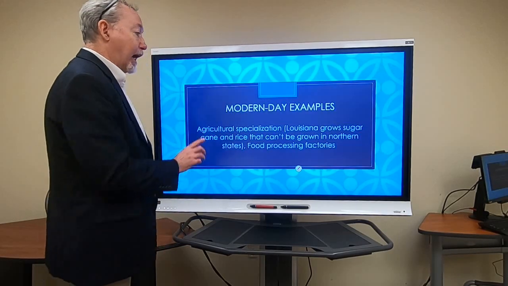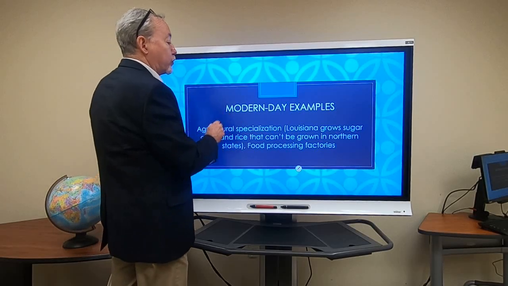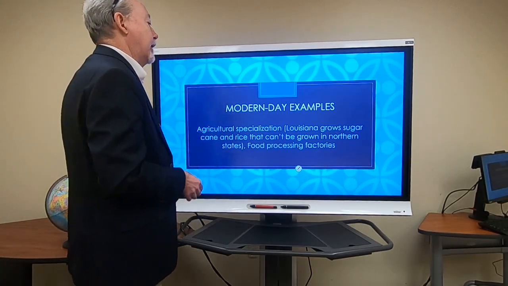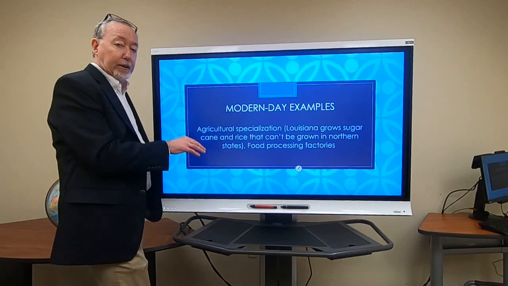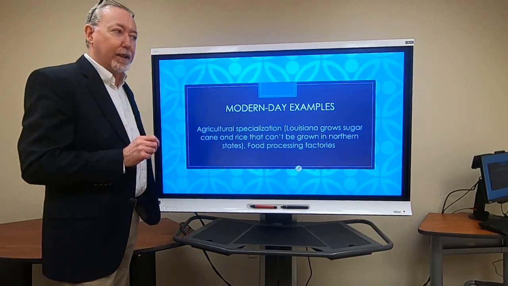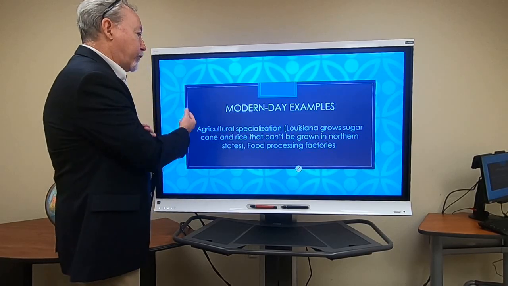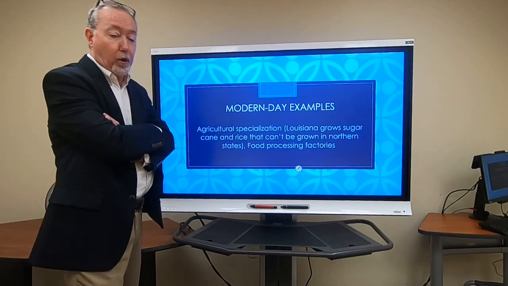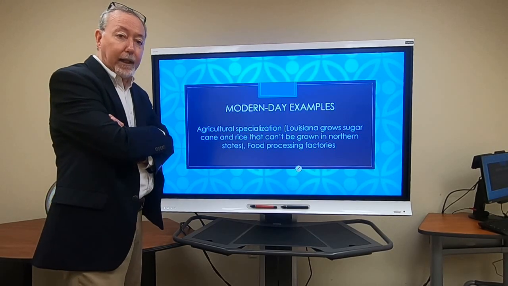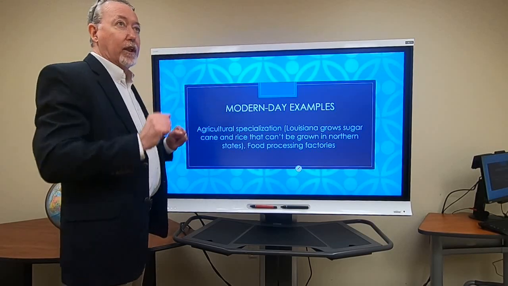Modern day example. I'm going to use rice as the big one. Our agricultural specialization in Louisiana. Louisiana grows sugarcane, especially down south, and they grow rice that can't be grown in most of the other parts of the United States of America. So for years and years and years, the rice farmers in Louisiana, they did really well. They grew tons of rice in southern Louisiana, and then they shipped it all around the country.